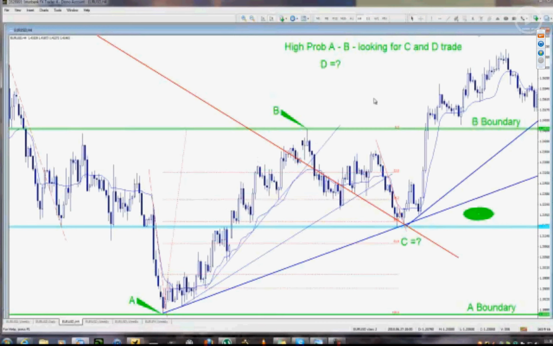And then, this is one style and one type of trade, and I hope it was helpful.